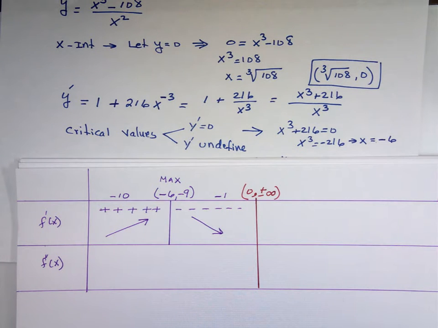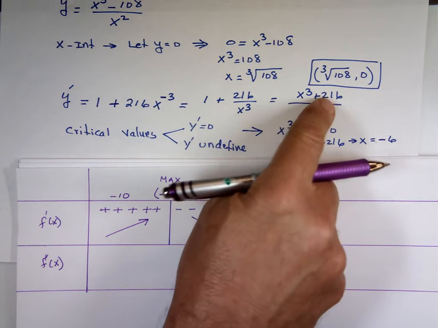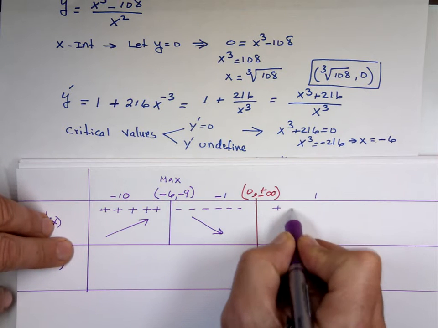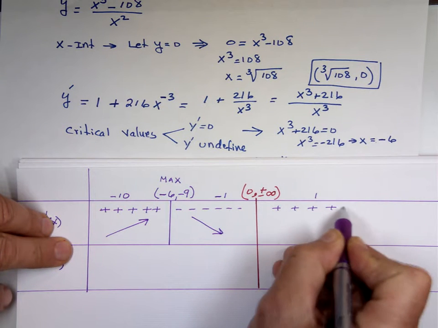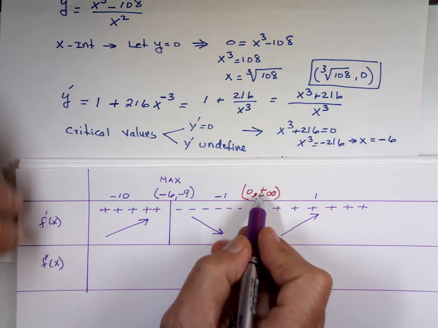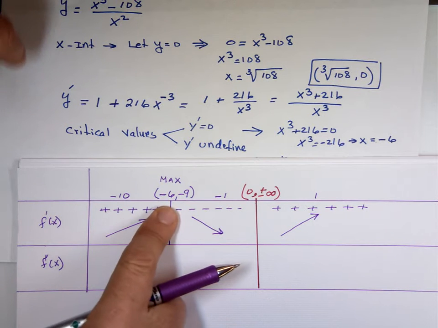Bigger than 0, let's use a 1 or a 10. That's 1 cubed, that's 1 plus 216, that's a positive. This is positive, that's a positive. Increasing. This is not a min, because that's a vertical asymptote. There's a hole in it. So now we have an answer.